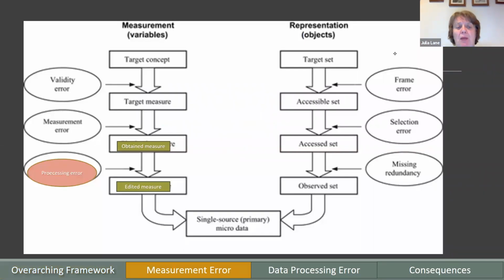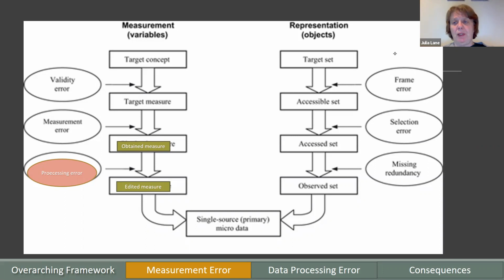So unpacking this in terms of measurement error and processing error, you could think about that as the difference between the measure that the data are collecting and the measure after it's been edited. So I'm going to drill down into this one because it's quite an important one, and I'm going to talk about data processing error as well. So I think the best way to think about this is in terms of an actual example.